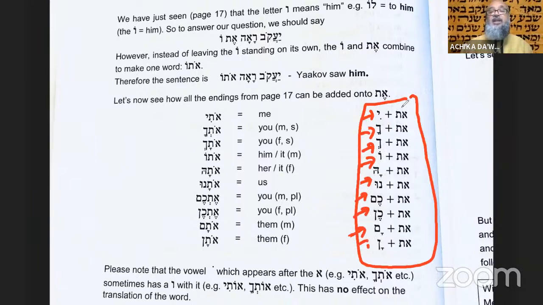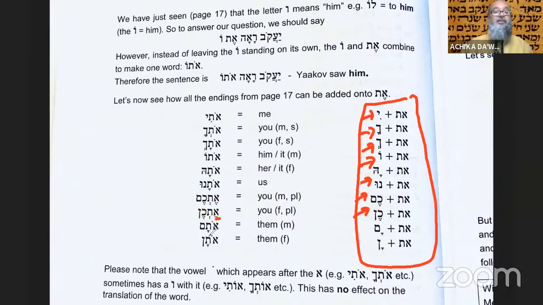So here's the direct object marker, the arrow, and here's all the endings right here. If you know what those endings are, if you want to point an arrow to hint to me, that's what it is. Otika, there it is. Otak, right there. Oto, to him. Ota, to her. Otanu, pointing an arrow to us. Pointing an arrow to you, plural, masculine. Pointing the arrow to you, feminine, plural.